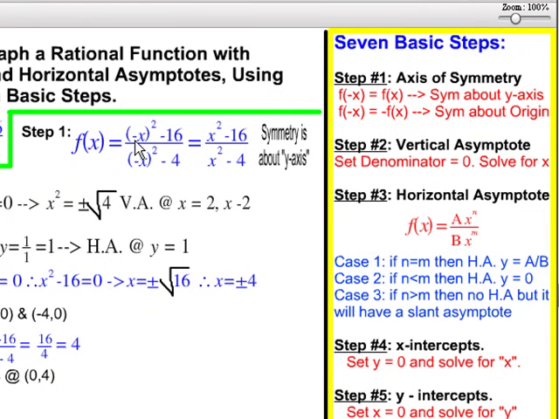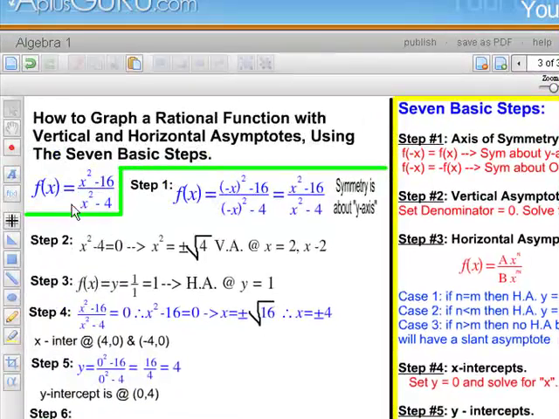So as you can see, I plugged in negative x for every x in the function, and what ends up happening is if you do negative x squared, you will end up getting x squared in the numerator and the denominator. Therefore, the answer we arrive to is the same as the original one. So the symmetry is about the y-axis.